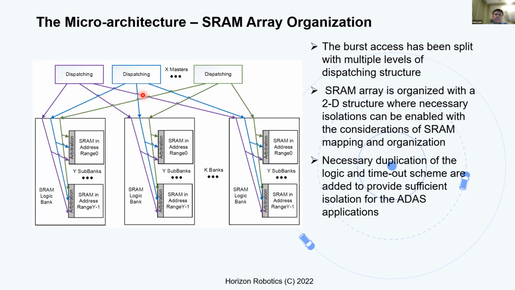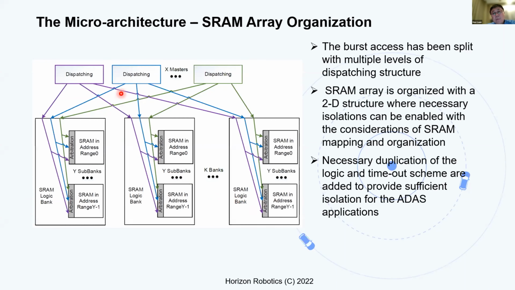Here is the SRAM array organization. The memory arrays we organize in a 2D kind of layout, as shown in this picture. Within each logic bank, we have multiple sub-banks, which you can see go in the vertical direction. And by employing very typical interleaving schemes, a linear address can be spread horizontally across different logic banks.